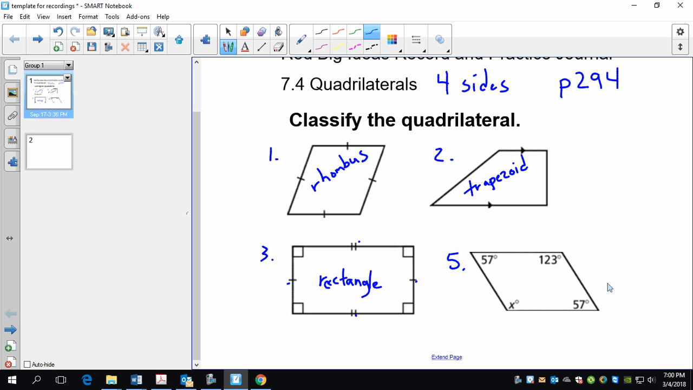And then finally for number 5, essentially what we have to do is find the value of x, find the one that's missing. We basically want to make sure we know that there are 360 degrees in a four-sided figure. So if it's 57, 123, and 57, we have to add those up, and we have to figure out what the missing angle is.